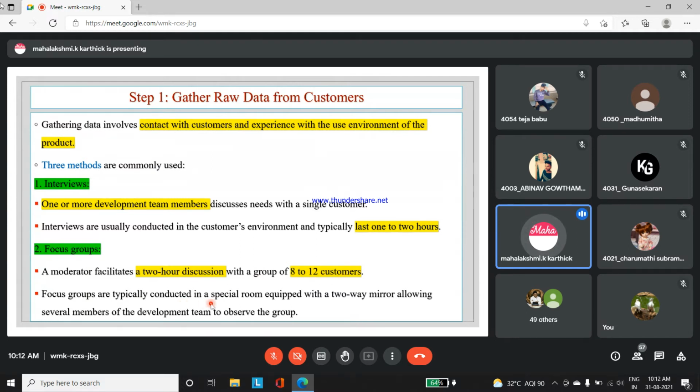Focus groups are typically conducted in a special room equipped with a 2-way mirror, allowing several members of the development team to observe the group. So some demo sessions will be conducted. Those details will be shown to the customers of this group of 8 to 12. This type of arrangement is also done. That's called a focus group. These are the methods followed for gathering raw data from the customer.